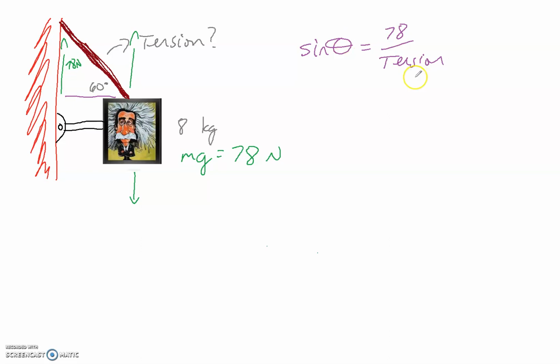So if I just switch things around, if I do 78 divided by sine theta, I'll have the tension. If I do that, your tension is, give or take, around 91 newtons. So it's about 91 newtons of tension in the cable.